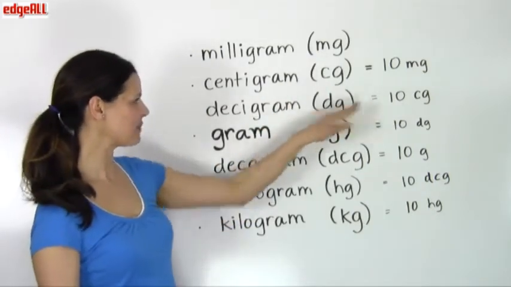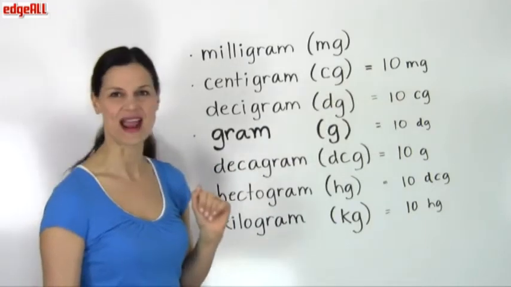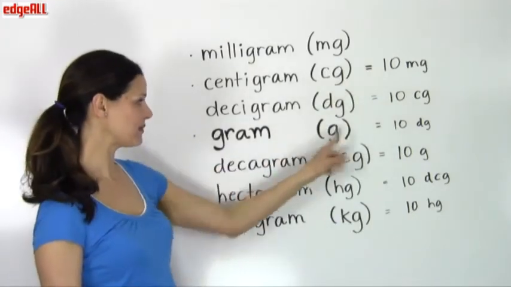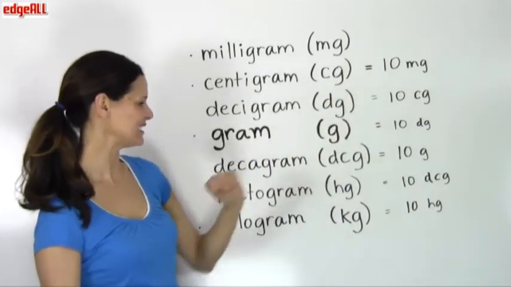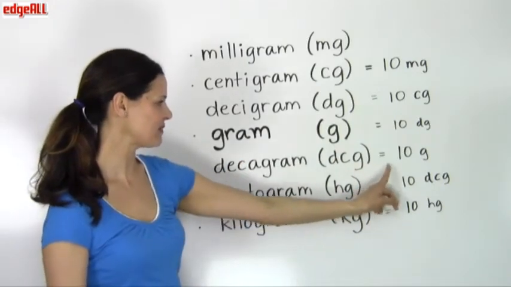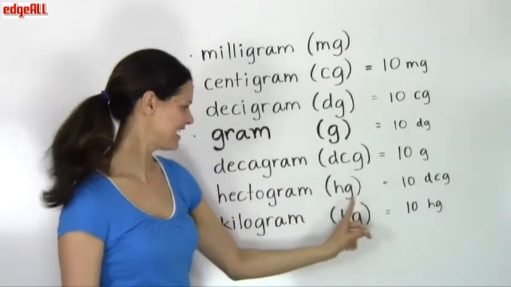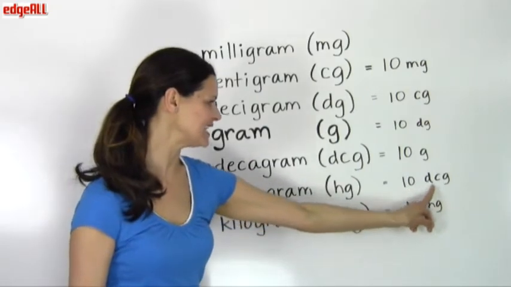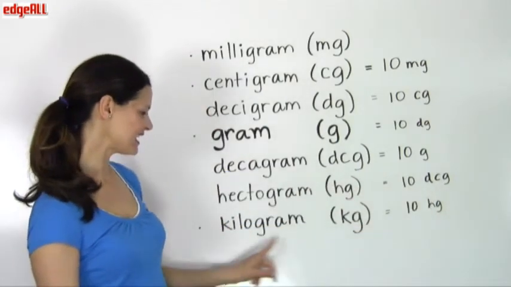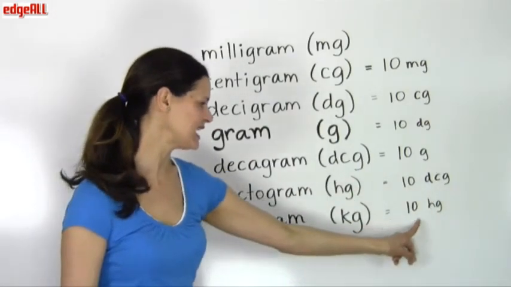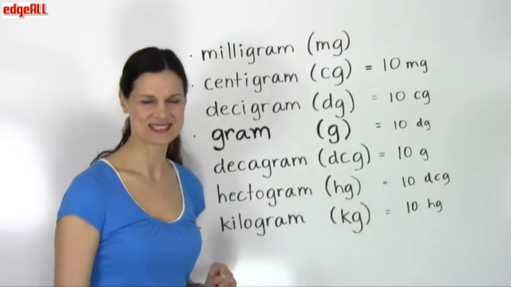A decigram is equal to 10 centigrams. A gram is equal to 10 decigrams. A decagram equal to 10 grams. Hectogram equal to 10 decagrams. And the kilogram is equal to 10 hectograms.